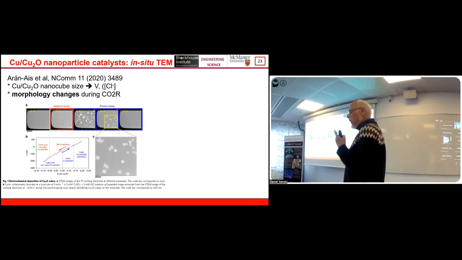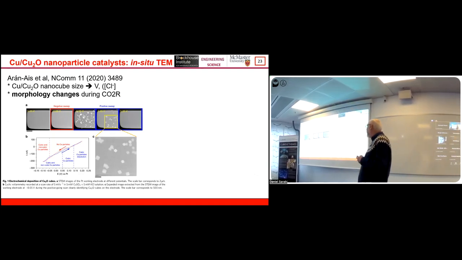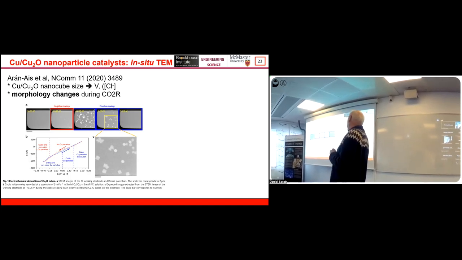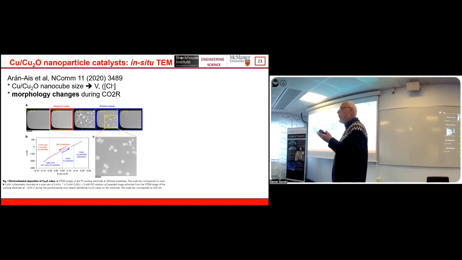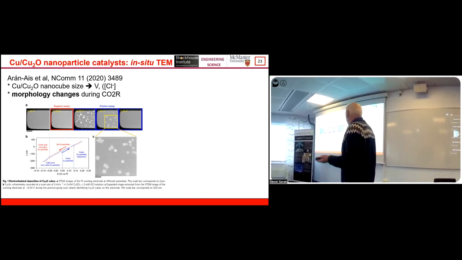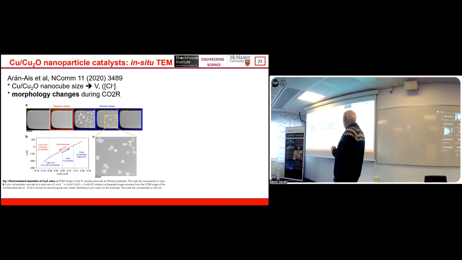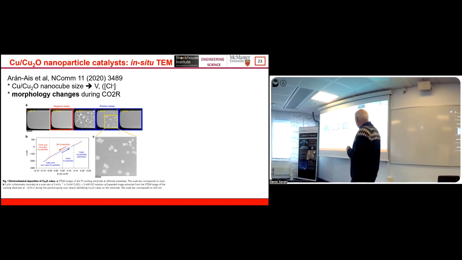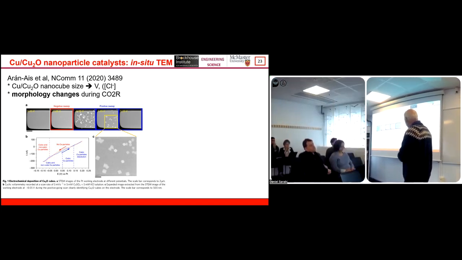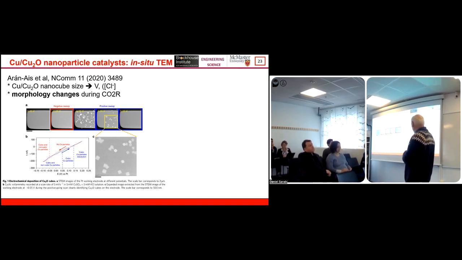Well, there are two important subjects that have been argued about a lot over the last, let's say, 3 to 4 years. One is, what is the importance of the size and morphology? People are looking at the different crystal facets, they're looking at cubes or triangles, all sorts of things, and I'll show you some of this. This sequence here is a TEM sequence showing the generation of the particles through in situ electrochemistry. And one of the things you see when you carry out the CO2 reaction is morphology changes of these particles.